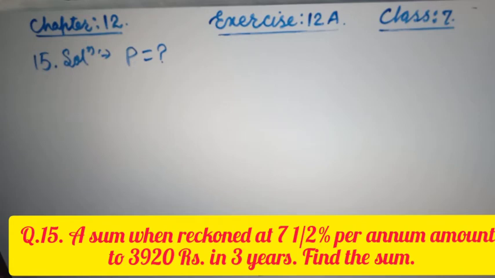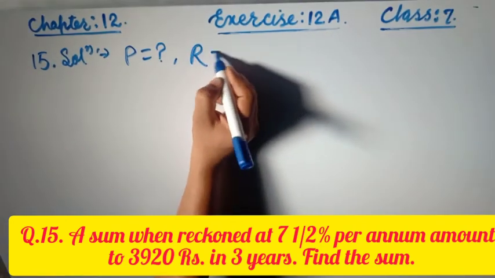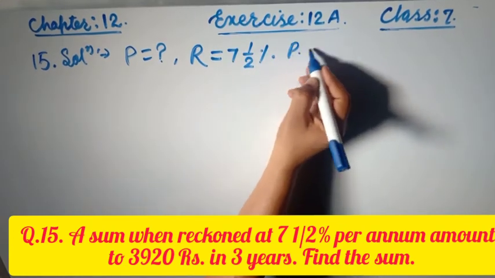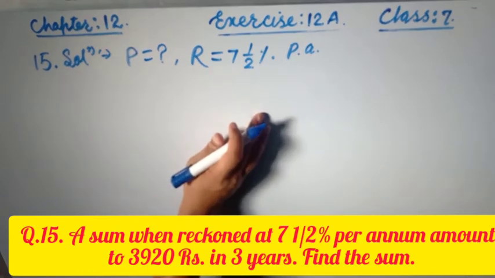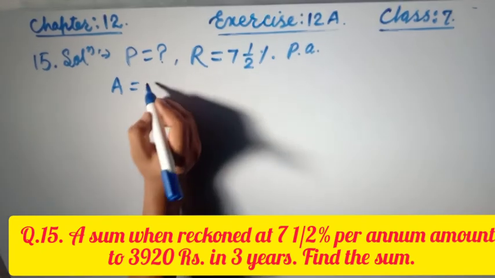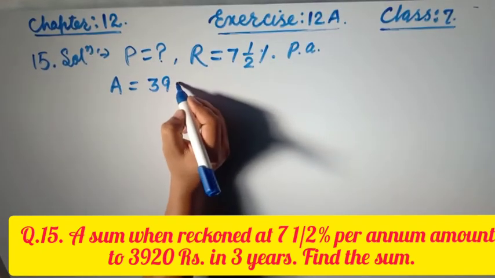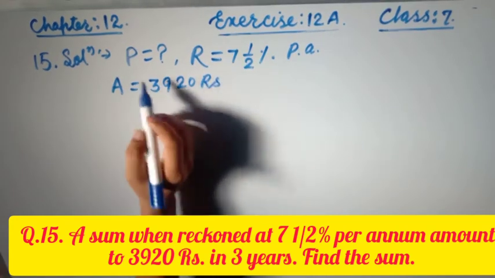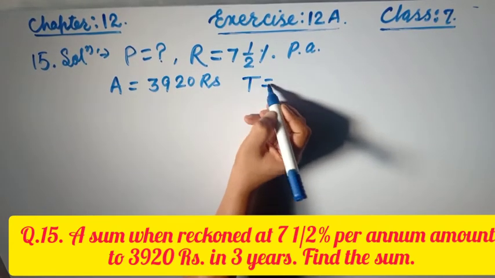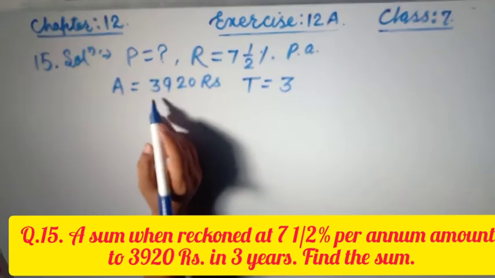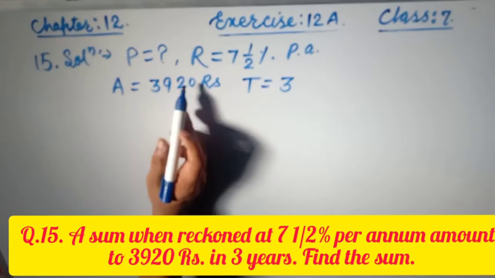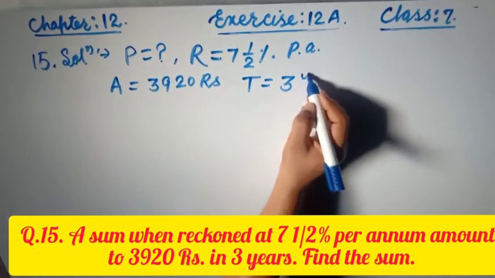Now R is given, friends. R is equal to reckoned 7 and 1 by 2 percent. This is per annum. P for per, A for annum. Now amounts to this in 3 years. That means amounts 3,920, because suppose this is the initial amount, this is the sum, means principal. After 3 years the time is given, 3 years. After 3 years this money will change to 3,920. So this is called the amount, because this amount includes the SI and principal as well.